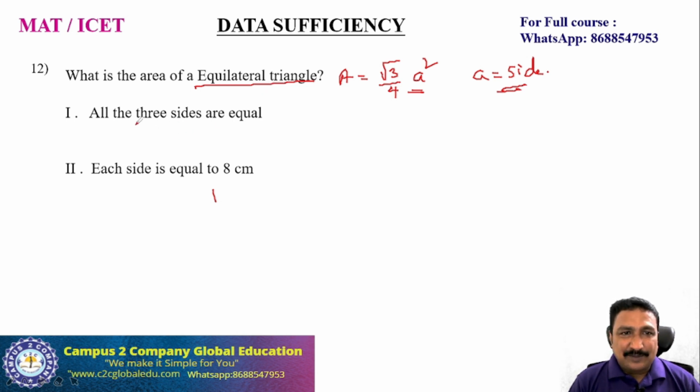Now look at the first statement. All sides of the triangle are equal. So whenever in a triangle all sides are equal, then we can say the triangle is an equilateral triangle.